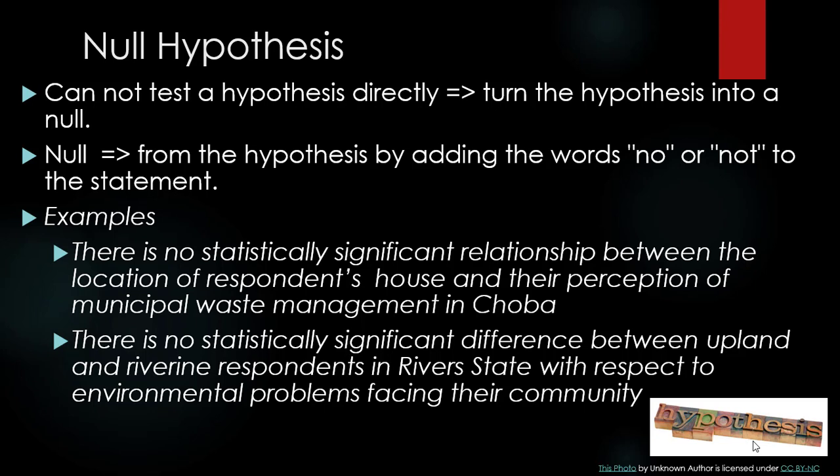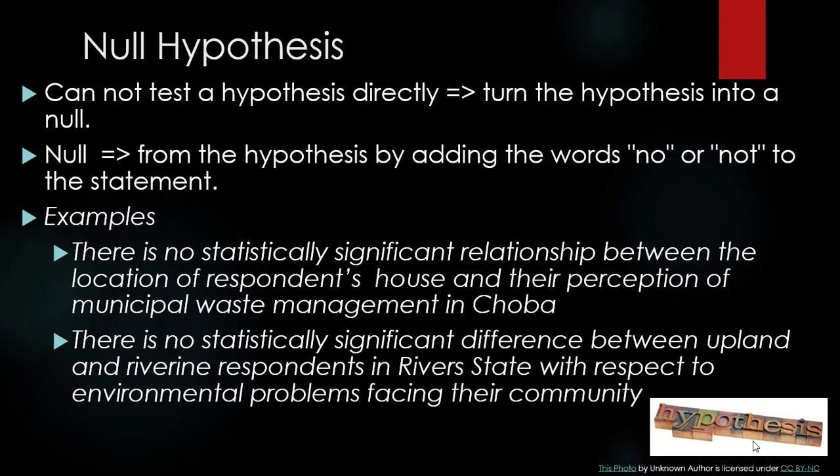So if you have, for example, there is statistically significant relationship between the location of respondents' house and their perception of municipal waste management in Choba, then your null hypothesis that you are going to subject to statistical testing will be: there is no statistically significant relationship between the location of respondents' house and their perception of municipal waste management in Choba. That will be the null hypothesis.